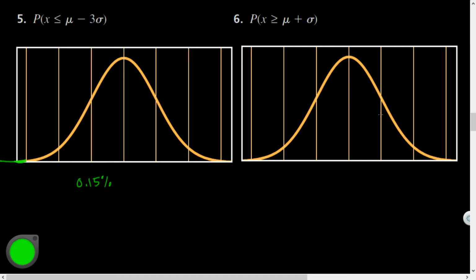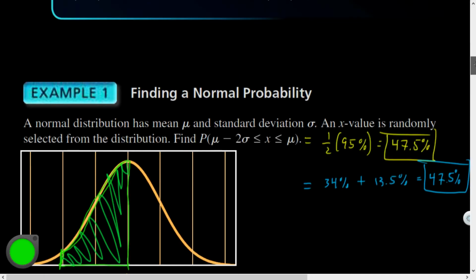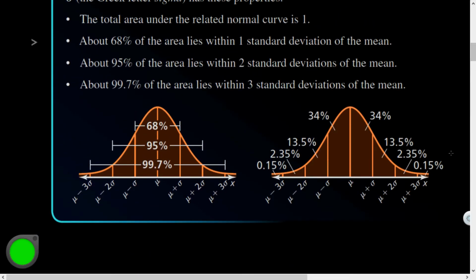What values of x are greater than or equal to 1 standard deviation above the mean? So that's everything infinitely this way. That would be like this plus this plus this, shading all of those. I'll go back in just a second. So it's either this plus this plus this, because this is what was shaded.